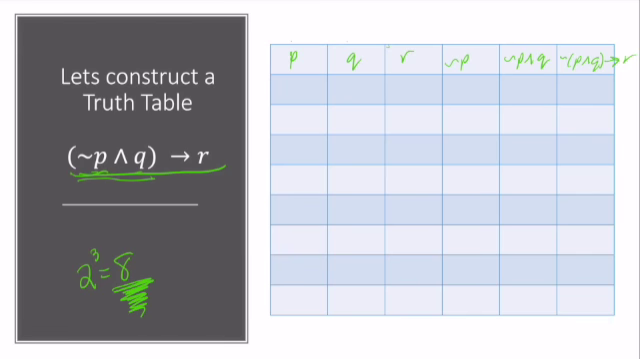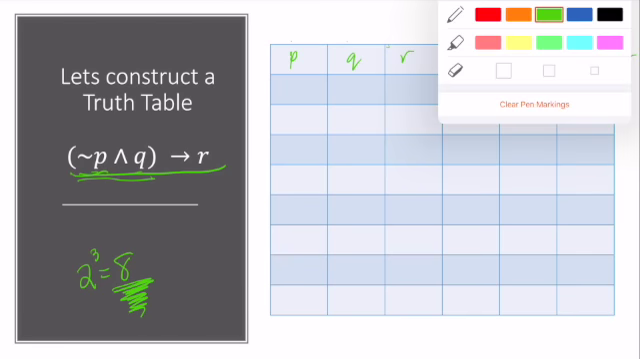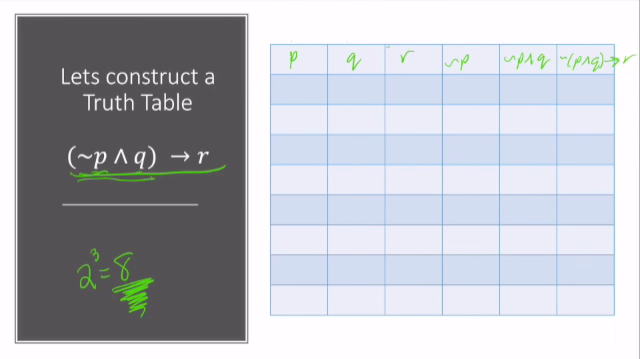And the simplest way to do this is by filling in P first. Because there are 8 possible outcomes, I know that half of them are going to be true and half of them are going to be false. That's the same for P, Q, and R. But I need to make sure I get all possible combinations.